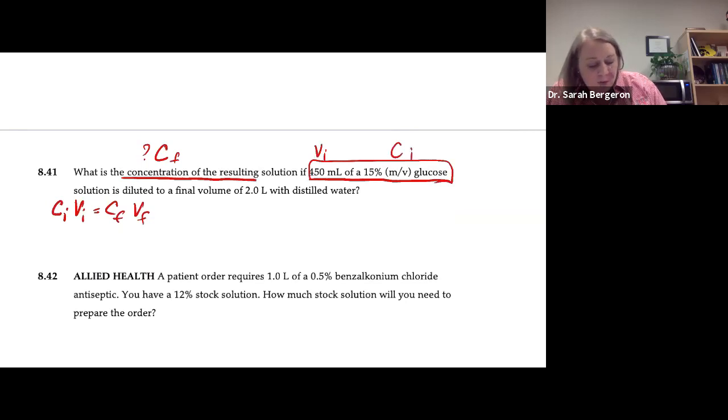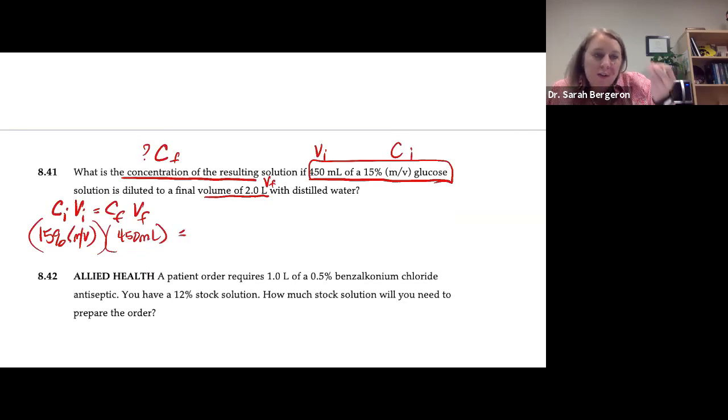is diluted to a final volume of 2.0 liters. So this is VF. So let's plug things in. Our initial was 15% mass by volume. And then our volume initial was 450 milliliters. And just remember that it doesn't matter what your units are, so long as it's the same unit on the left as it is on the right. Okay, now, be careful with this. We have a final volume of 2 liters.